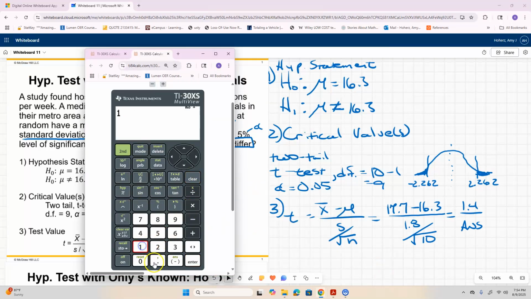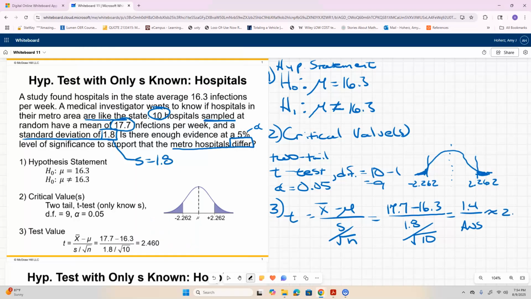And 1.8 divided by the square root of 10. And then I'm going to do 1.4 divided by that answer and get 2.46. Then we're going to use that to compare. So where are we at? Well, 2.46 would be above 2.262. We would be in the shaded region, which is the rejection region.